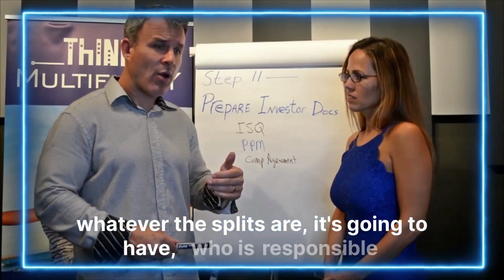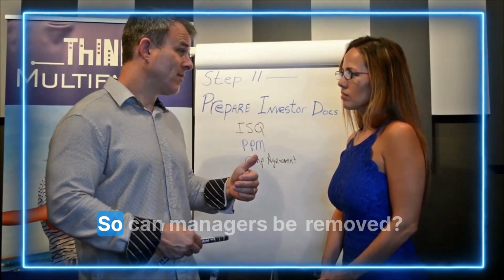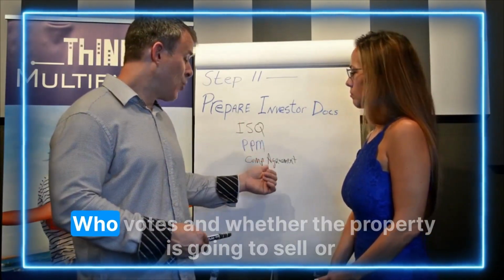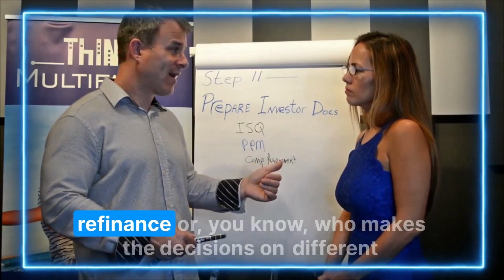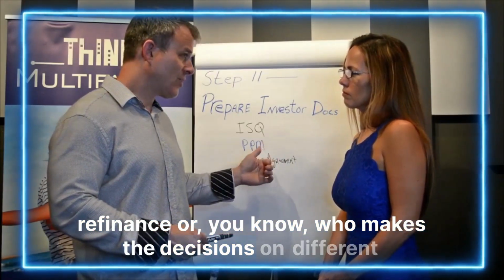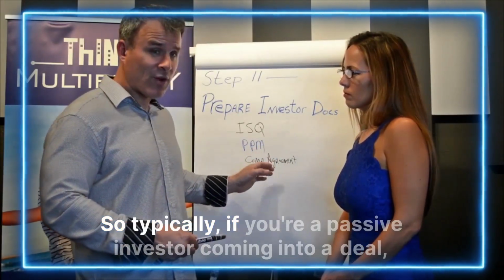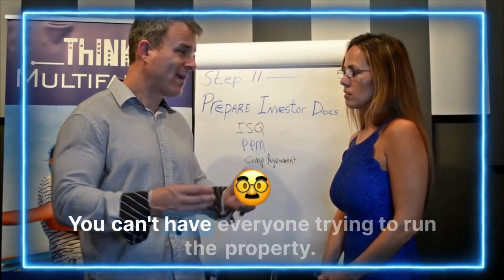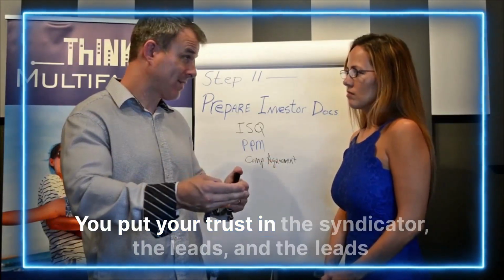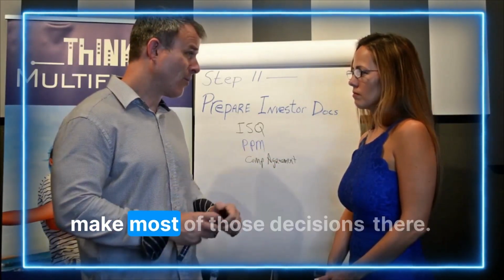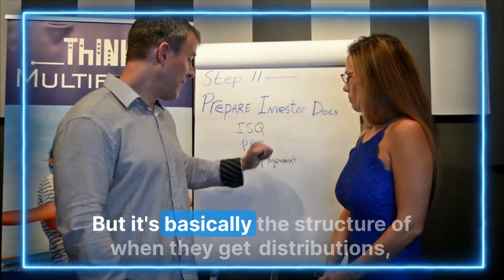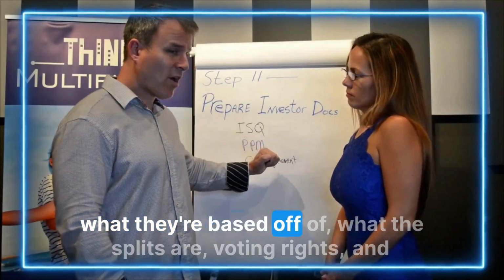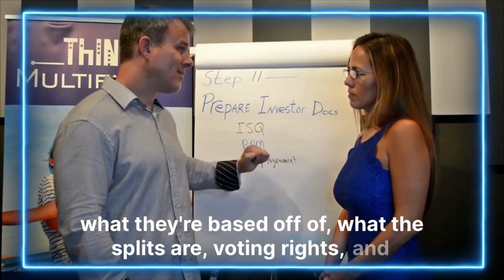It's going to have who is responsible for voting. So can managers be removed, yes or no? If they can, based on what? Who votes whether the property is going to sell or refinance, or who makes the decisions on different things. Typically, if you're a passive investor coming into a deal, you're going to have very little voting rights. You can't have everyone trying to run the property. You put your trust in the syndicator, the leads, and the leads make most of those decisions. But it's basically the structure of when they get distributions, what they're based off of, what the splits are, voting rights, and those types of things.